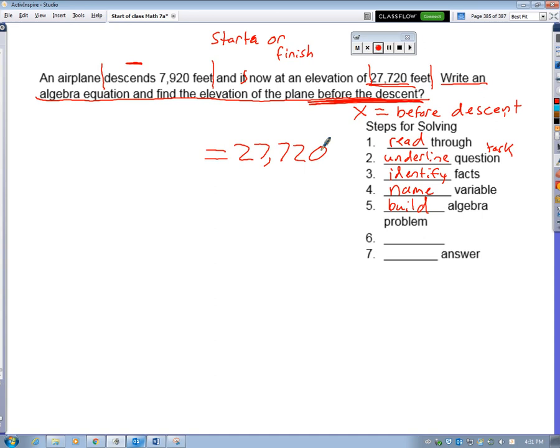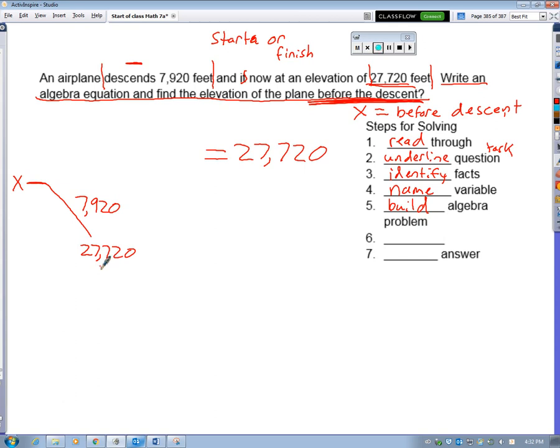Now we just need to fill in this part over here. You can draw a picture if that helps you. Here's a plane. Let's say the plane is going down. Now the plane is at 27,720 feet. We know that this distance it descended. It started up here somewhere. We don't know what that is. That's what we're trying to find. And it went down 7,920 feet. So basically we have this mystery number minus this distance gets us this final elevation right here.